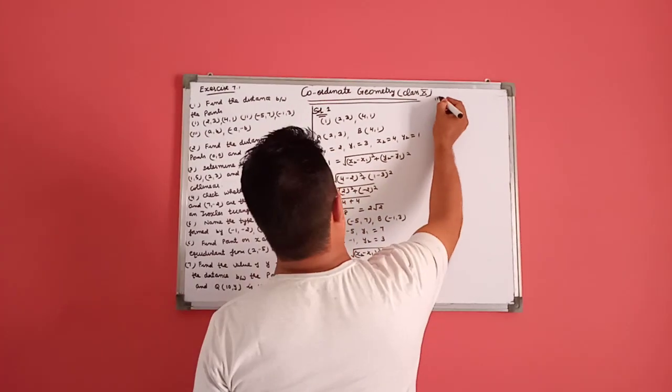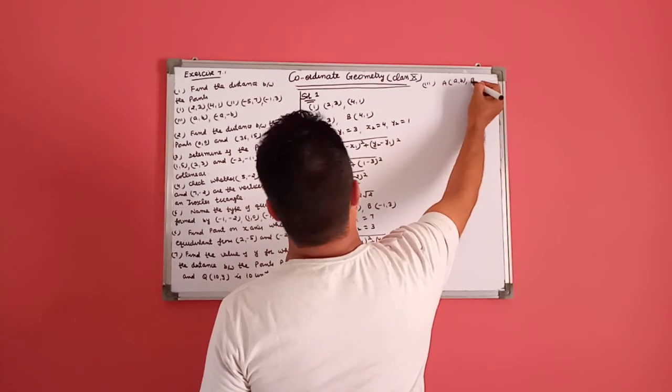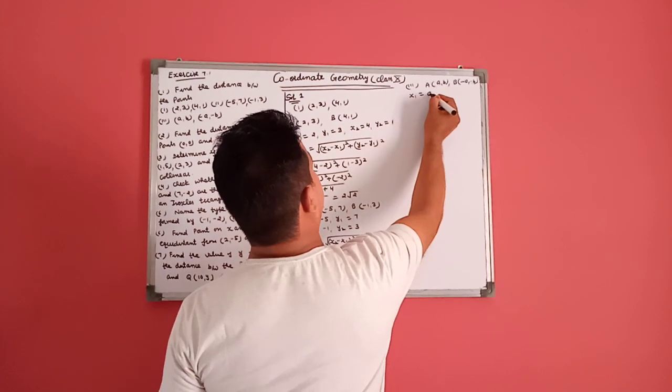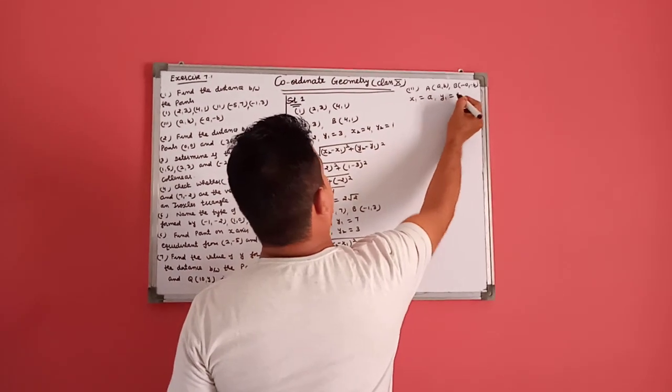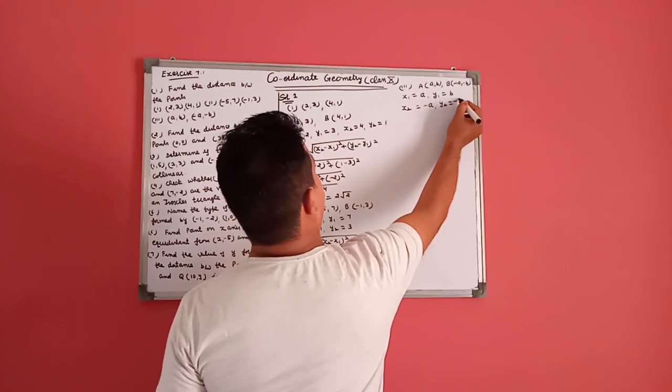In the third part, the statement is point A is (a, b) and point B is (minus a, minus b). This means x1 is equal to a, y1 is b, x2 is minus a, y2 is minus b.